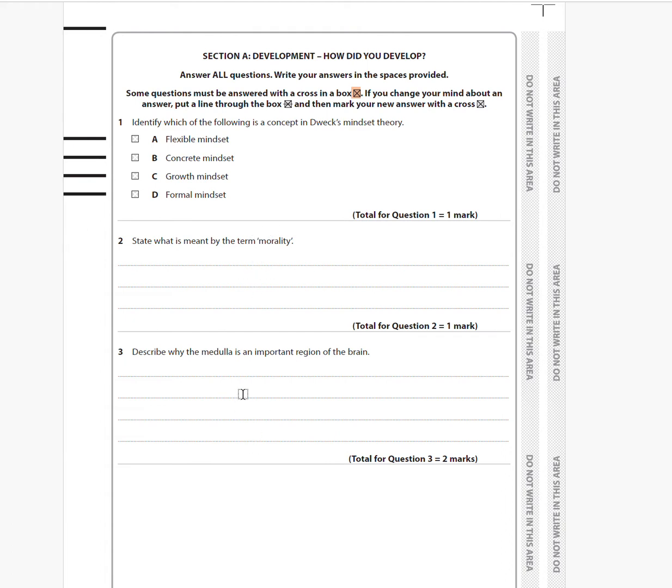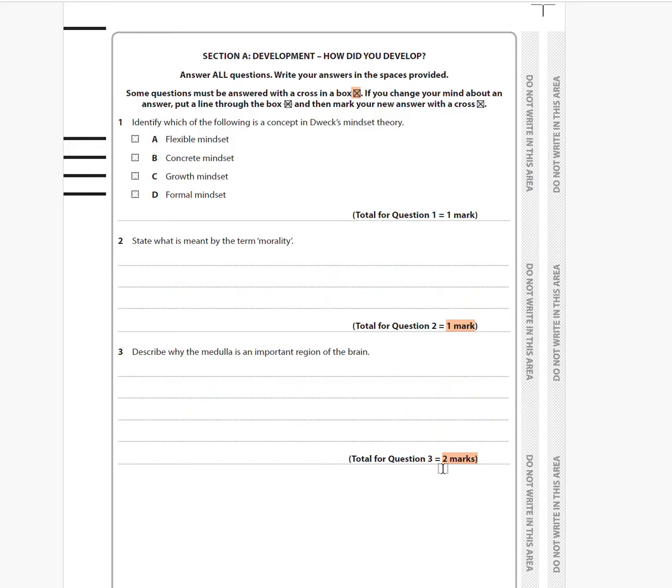You'll notice again that they always ease you in gently. So you'll see here after the multiple choice, you've got a 1 mark question and a 2 mark question. They always tend to just be AO1. So really straightforward description or defining questions. So state what is meant by the term morality. It's 1 mark. So 1 sentence just defining what morality means.